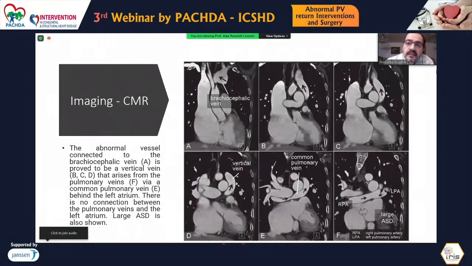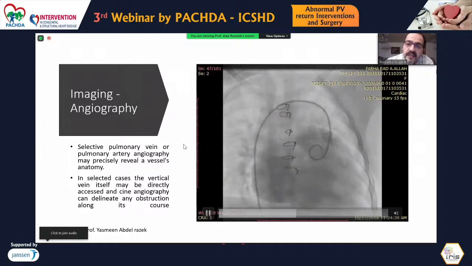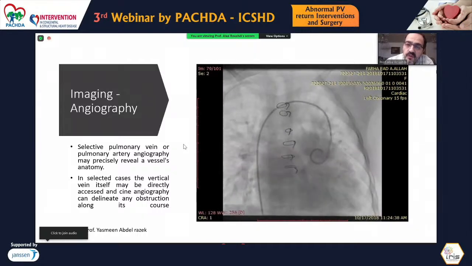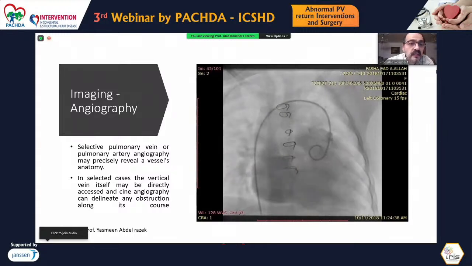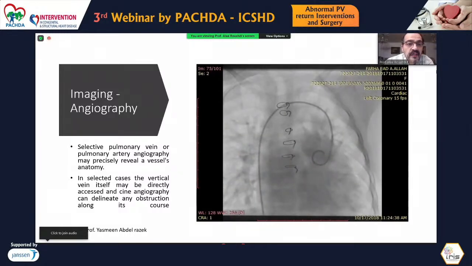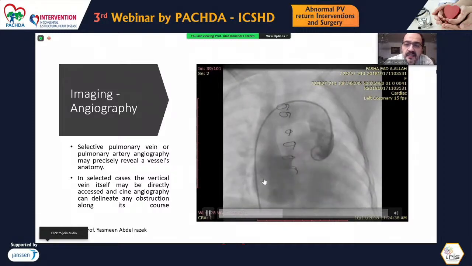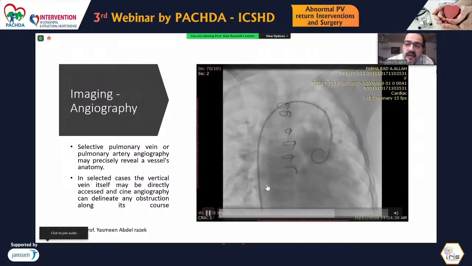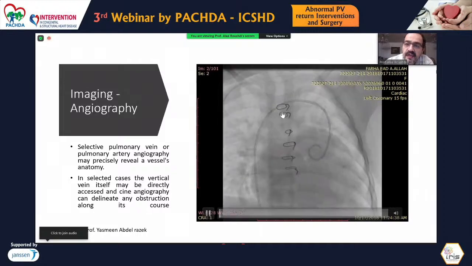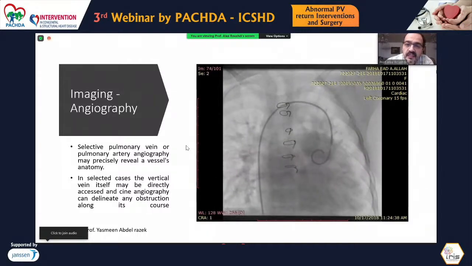And the angiogram are now rarely needed because almost all the detailed anatomy are obtained by echo and multi-slice CT, but in selected cases, pulmonary vein injection or pulmonary artery injection may precisely reveal the vessel anatomy, and in selected cases, even the vertical vein itself can be directly accessed, like in this case where the catheter has crossed from the superior vena cava to the innominate and back into the vertical vein, as we can see in this angiogram.